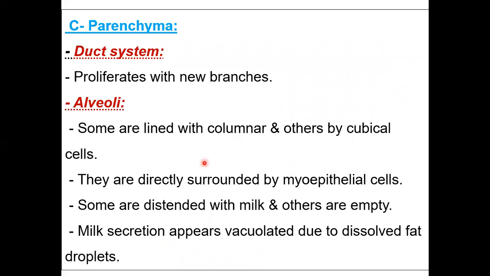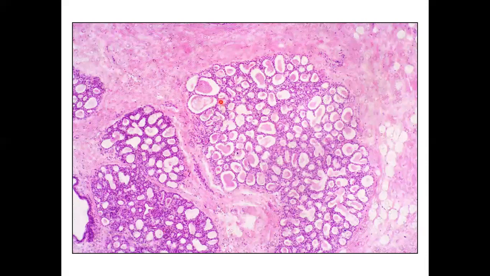This is very important. Look at this. This is the lactating mammary gland or mammary gland during lactation. You will find here the thinning out of connective tissue and extensive duct system and alveoli.